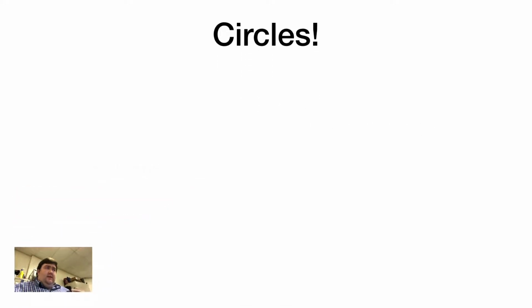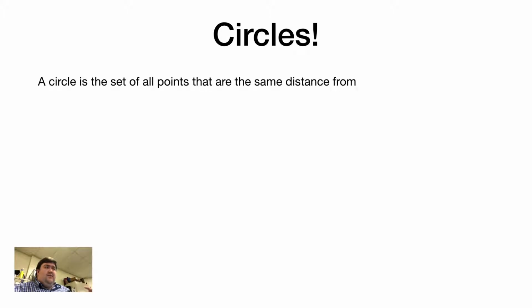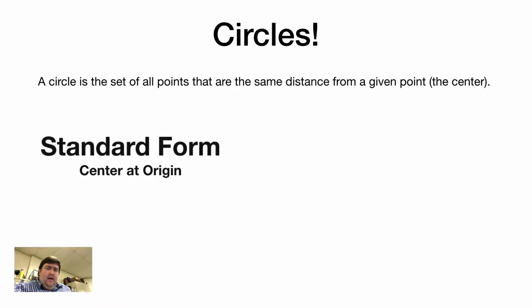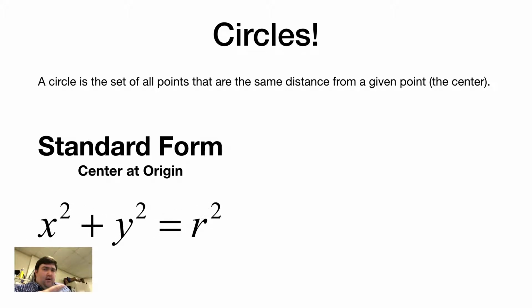So circles, as we know, a circle is the set of all points that are the same distance from a given point, which is the center. Now, we actually have two formulas for this. The first one is standard form when it's at the origin, or 0, 0. And when it's at the origin, we're going to just use x squared plus y squared equals r squared.